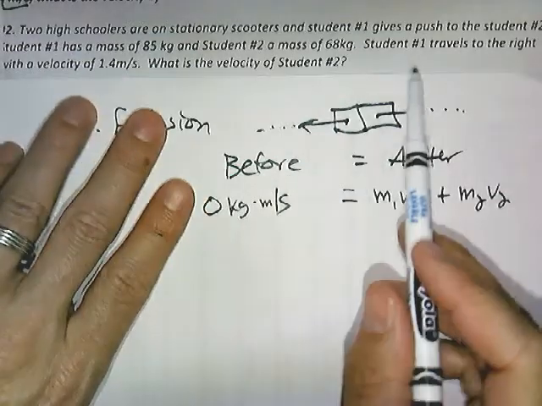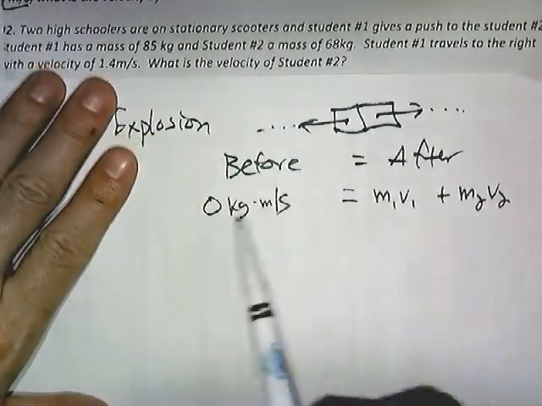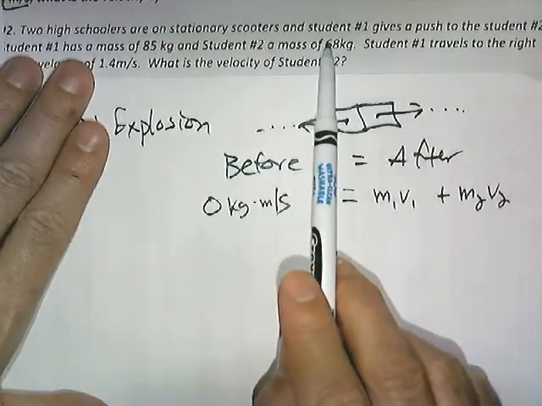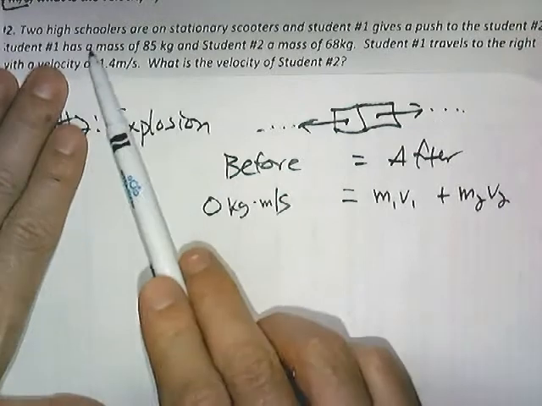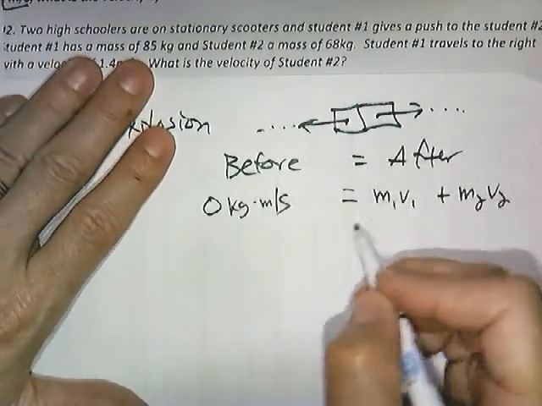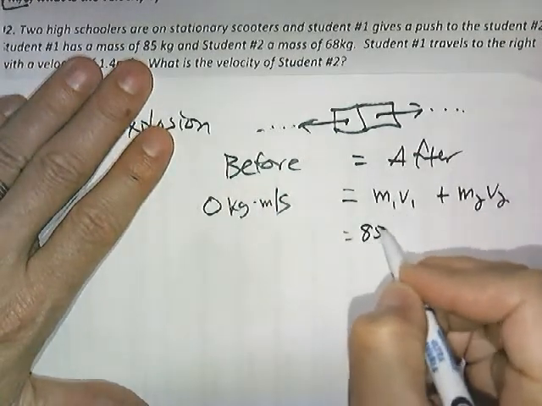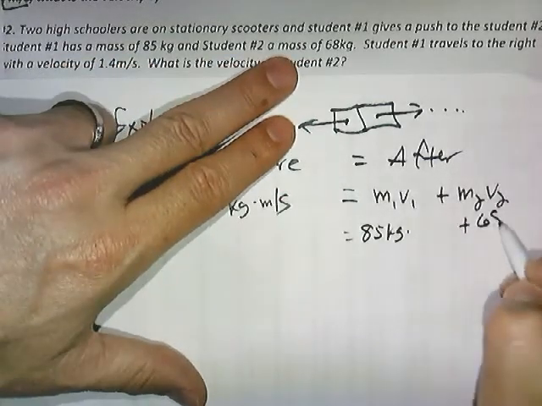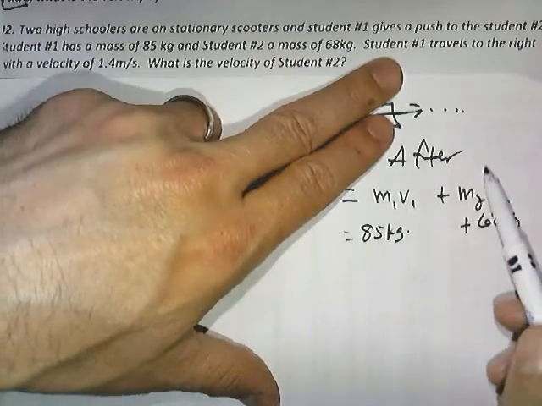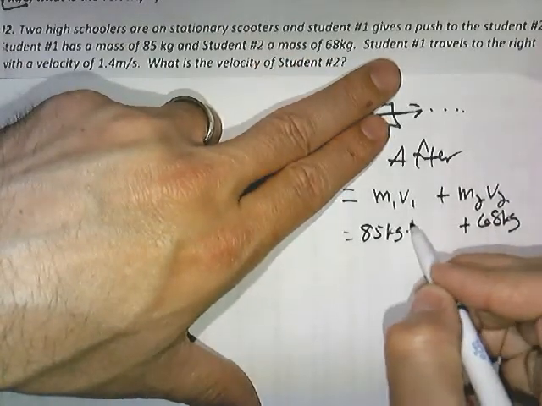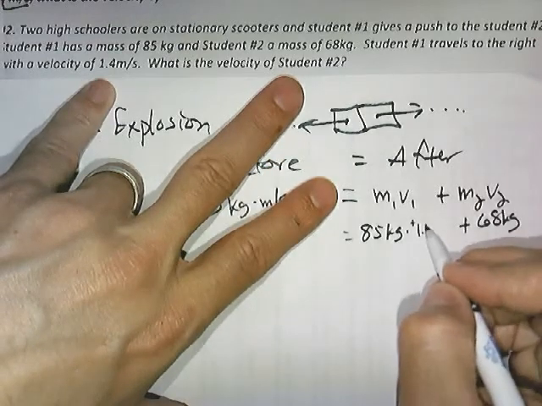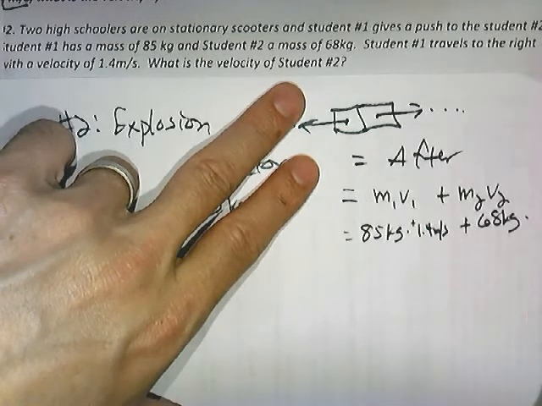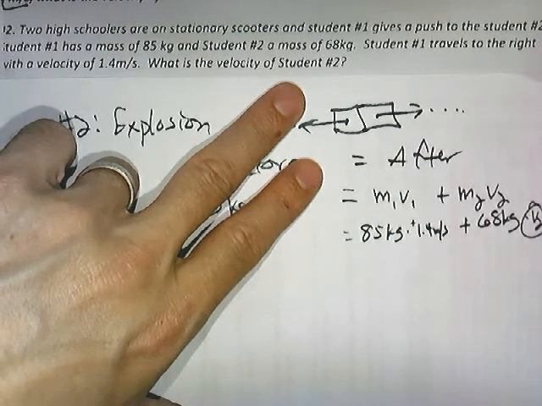So now let's apply the numbers. Let's look at how it's written out. 2 high schoolers are on stationary scooters, and student 1 gives a push to student 2. Student 1 has a mass of 85 kilograms, and student 2 has a mass of 68 kilograms. Student 1 travels to the right, which means positive, with a velocity of 1.4 meters per second. What is the velocity of student 2? So we're solving for the velocity of student 2.